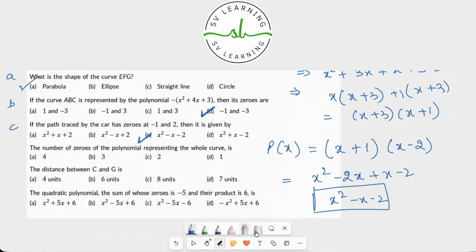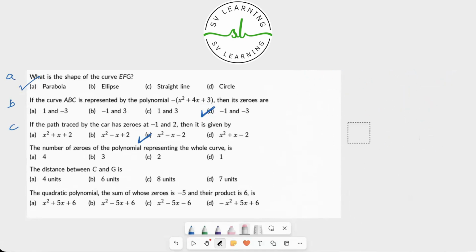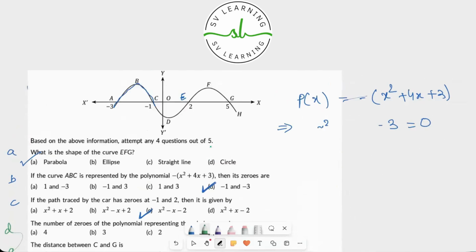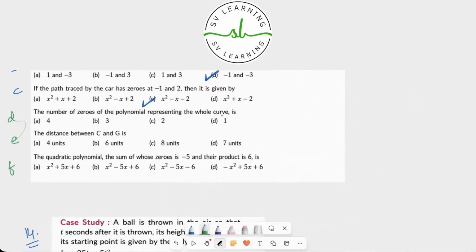You can also do it by another method, taking the sum and the product and then using the formula x square minus (sum) into x plus (product) is equal to 0, which I'll explain. I'll do part F by that method. The number of zeros of the polynomial representing the whole curve: if you look at the whole curve, how many zeros are there? 1, 2, 3, 4. Because we know the zeros are the points where the polynomial cuts the x-axis.